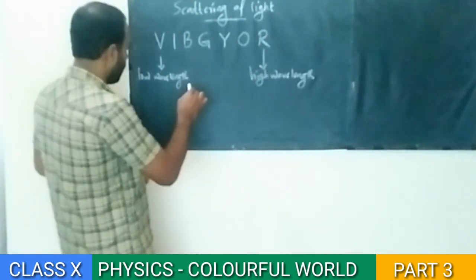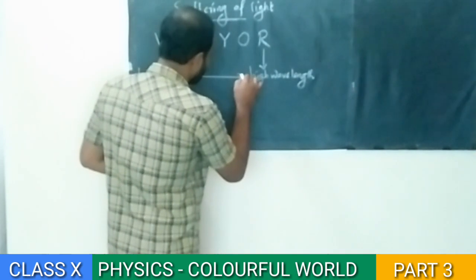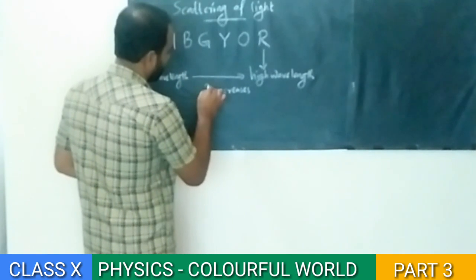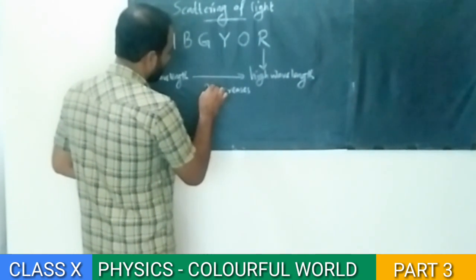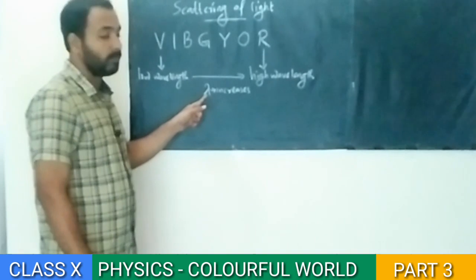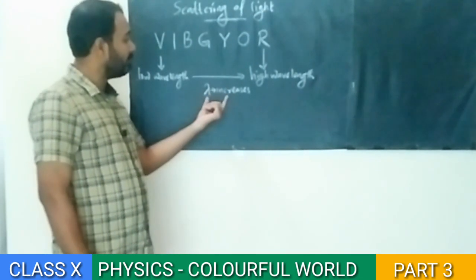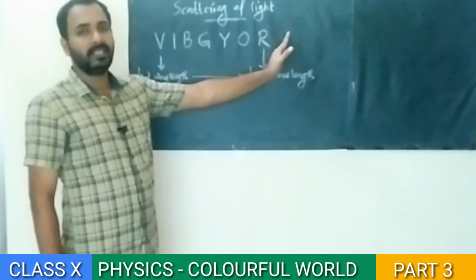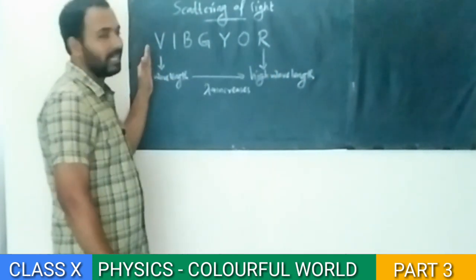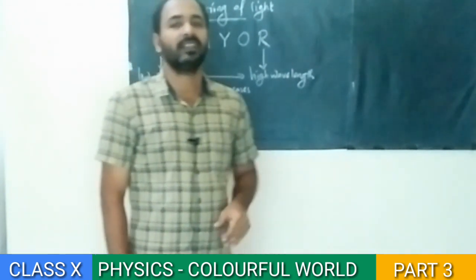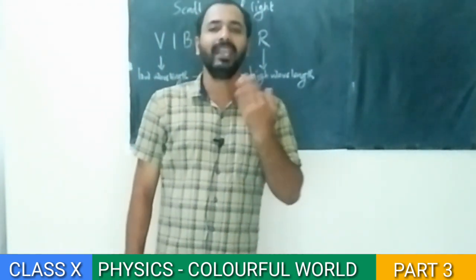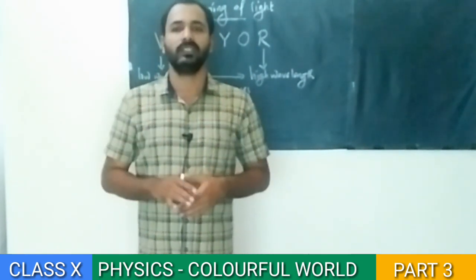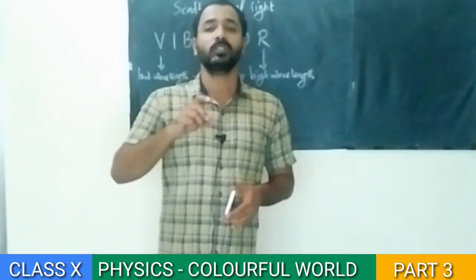So wavelength increases. Wavelength is denoted by the letter lambda. Wavelength increases from left to right and decreases from right to left. So the low wavelength color is violet. The high wavelength color is red. Thus the intensity of scattering is inversely proportional to the wavelength.